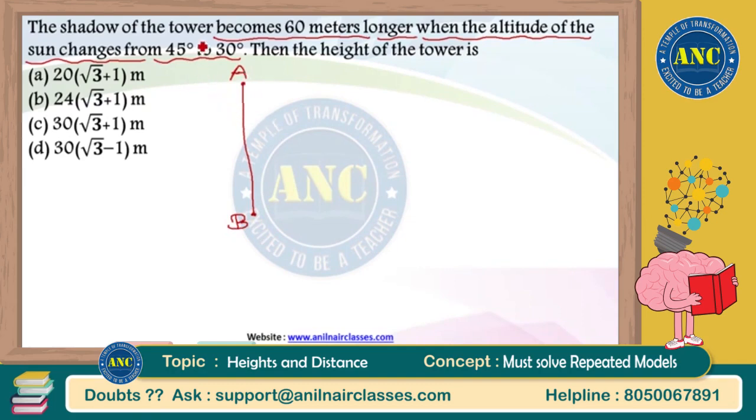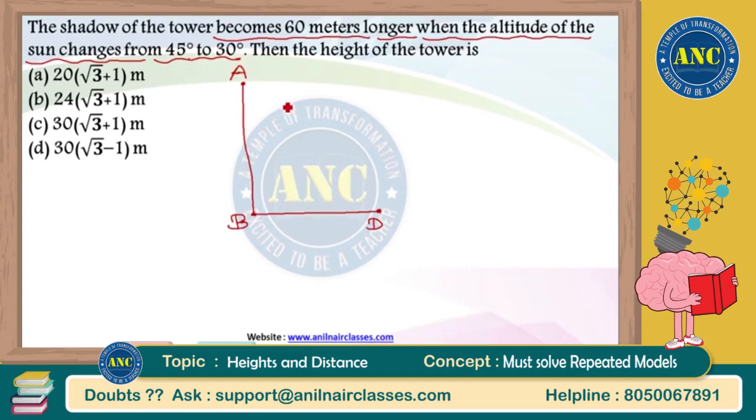Now they are saying that the shadow of a tower becomes 60 meters longer. That means this is the shadow of the tower. Initially this is the shadow of the tower. This point I will call D, right? Now the shadow of the tower becomes 60 meters longer. When will it become 60 meters longer? When the altitude of the sun changes from 45 degrees to 30 degrees.